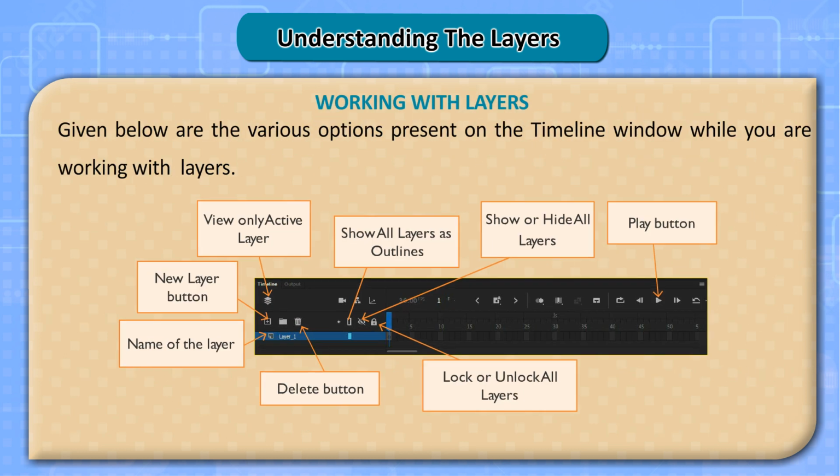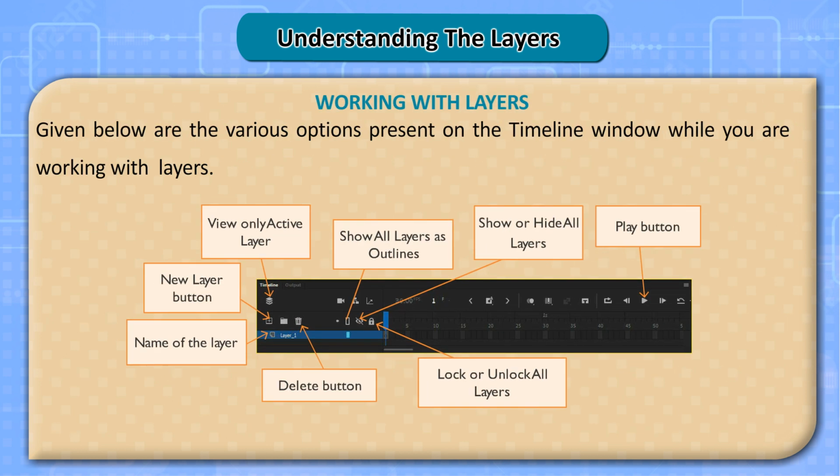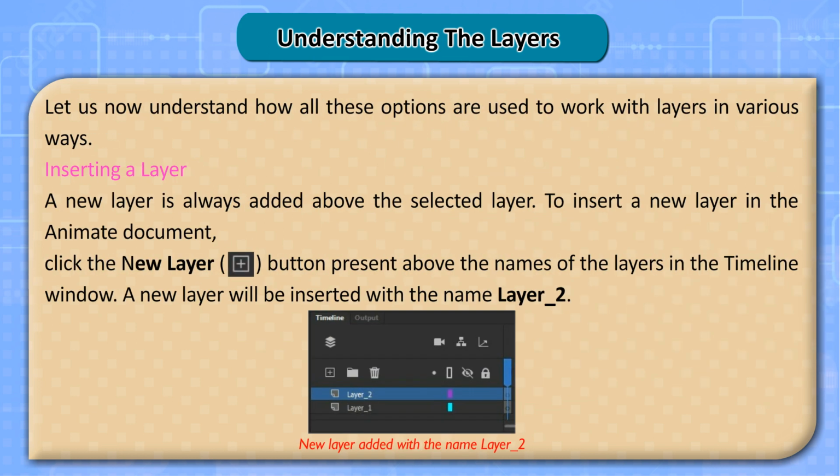Working with layers. Given below are the various options present on the timeline window while you are working with layers. View only active layer. Show all layers as outlines. Show or hide all layers. Play button. New layer button. Name of the layer. Delete button. Lock or unlock all layers. Let us now understand how all these options are used to work with layers in various ways.